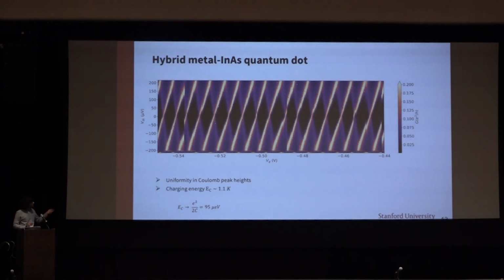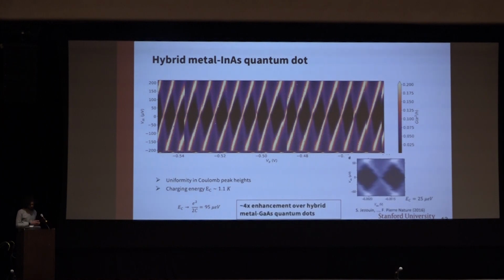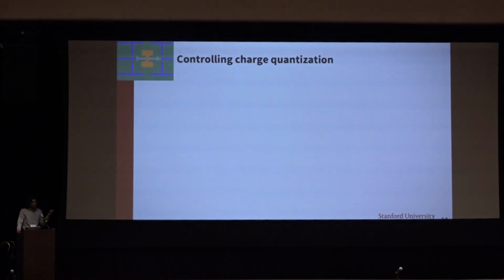And once again, we see a strong uniformity in the charging energy, which we can extract to be around 95 micro eV. This is already a 4-fold enhancement to the state of the art for metal gallium arsenide quantum dots. So we are moving in the right direction, although there is scope for a lot more improvement in the charging energy boost up.